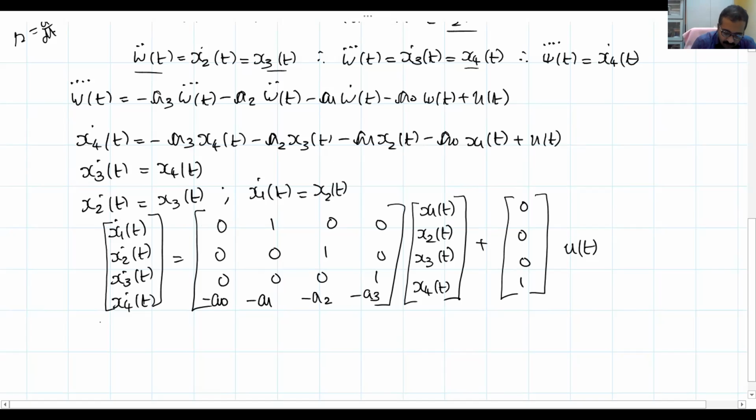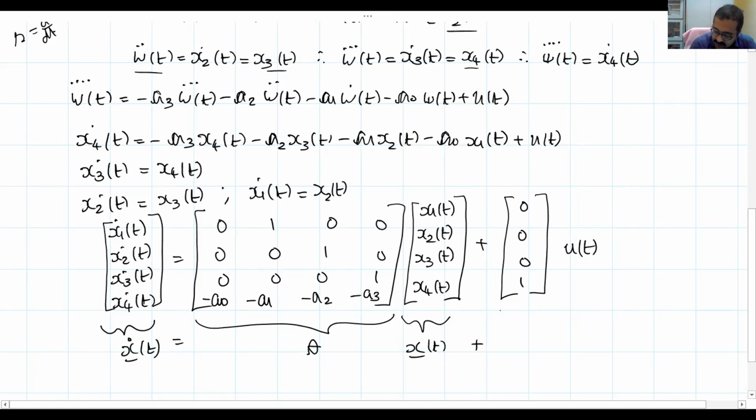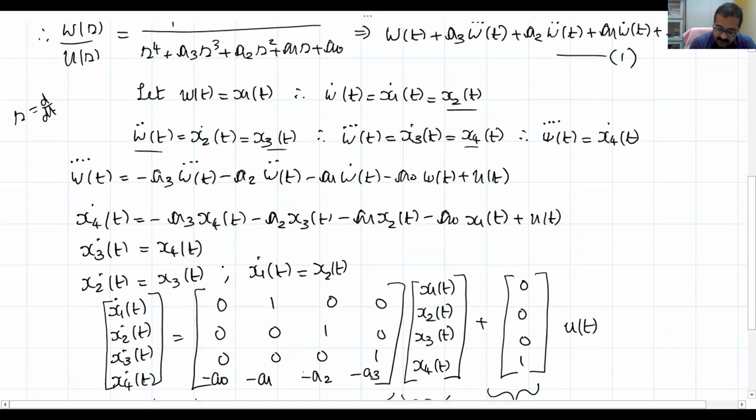Okay, so this will be our x dot vector, equal to A into x plus B into u, standard form. You can see here that the denominator coefficients come from the denominator of the transfer function. Straight away you can plug in those values as the last row of the A matrix in phase variable form, or controllable canonical form.